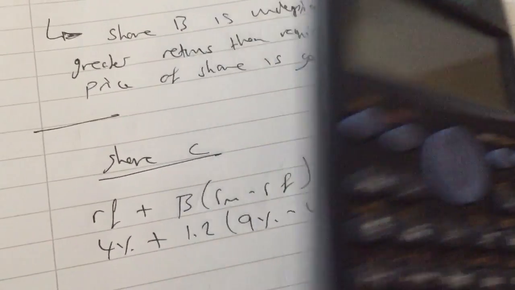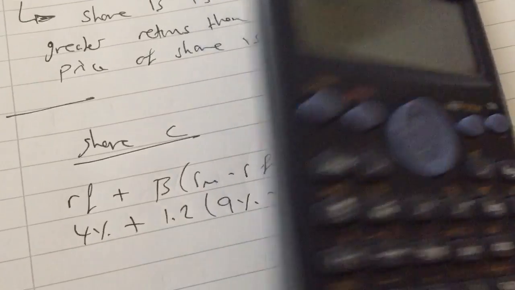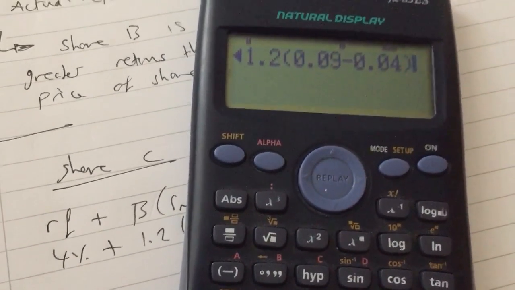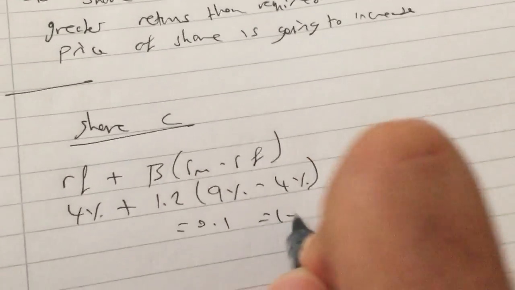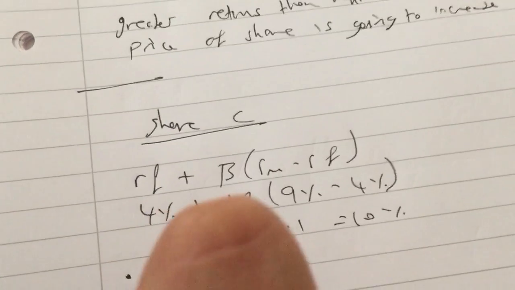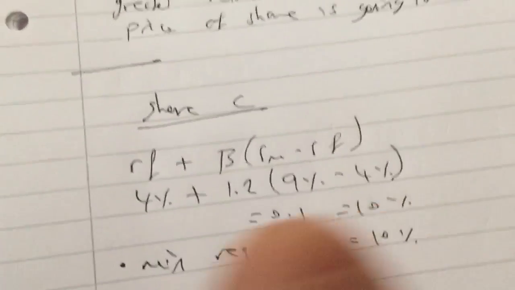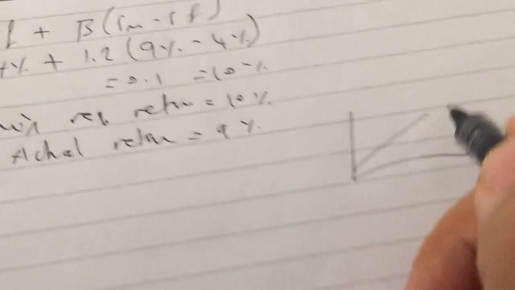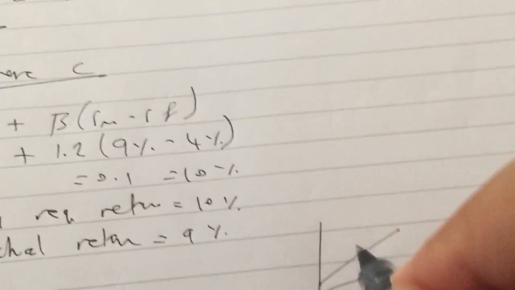0.04 plus, what's beta? 1.2, multiplied by 0.09 minus 0.04 equals 0.1, which equals 10%. So we've worked out the minimum required return equals 10%. What is the actual return? For C, the actual return is 9%.